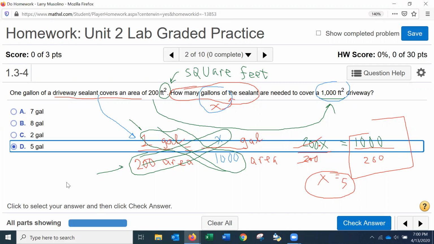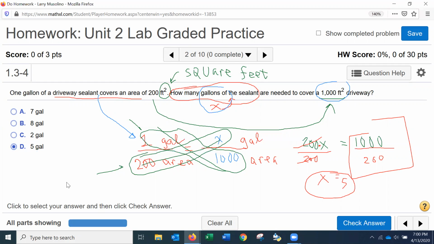And if you think about that for a minute, that makes sense because the size of the driveway was going from 200 square feet to 1,000 square feet. That's increasing by a factor of 5. Well, that means I need 5 times as much sealant. So instead of 1 gallon, I need 5 times as much, which is 5 gallons.